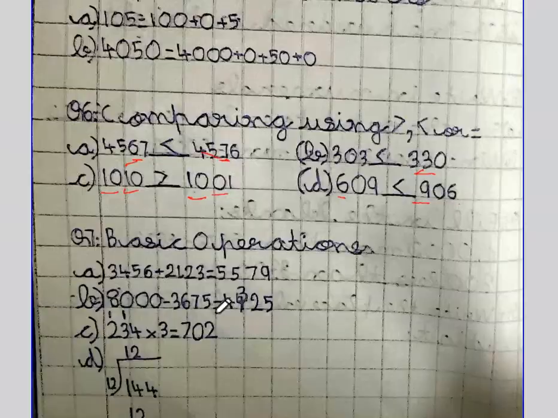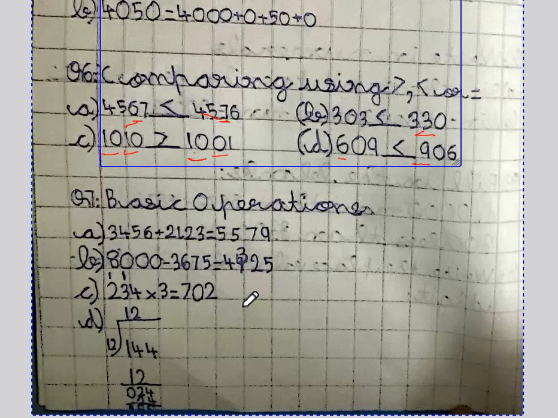Moving to the next question, basic operations in mathematics. We have 4 basic operations in mathematics, which are addition, subtraction, multiplication and division. So first question is about addition. So 3456 plus 2123. First we have to start from the right side, which is the ones digit. So 6 plus 3 will be 9. Next moving on to the tens digit, 2 plus 5 will be 7. And 1 plus 4 is 5. And last the thousands digit, 2 plus 3 is equal to 5. So we will be getting this answer as 5579.